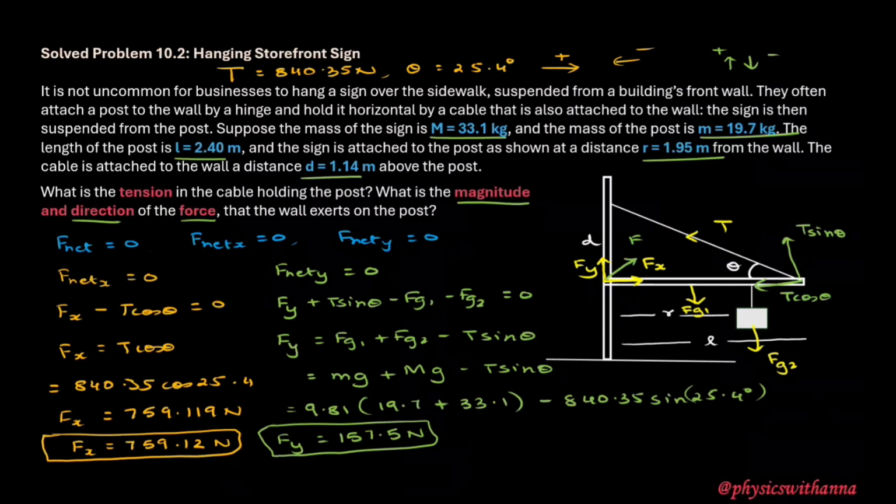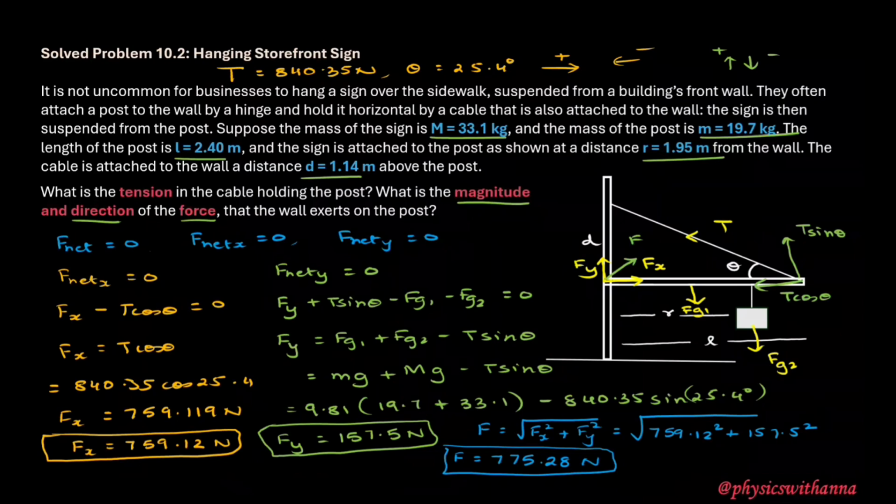After we find the x and y components of the force, now we will find its resultant. We know the resultant F will be given as the square root of the x component squared plus the y component squared, that is equal to the square root of 759.12 squared plus 157.5 squared. So F is equal to 775.28 Newton. This is the resultant force that the wall exerts on the post.